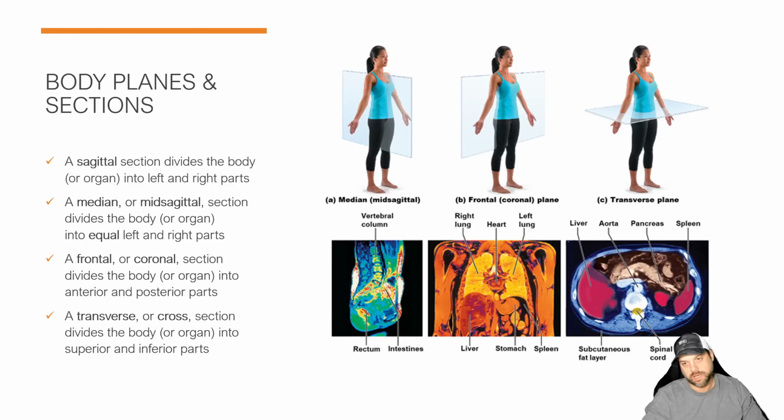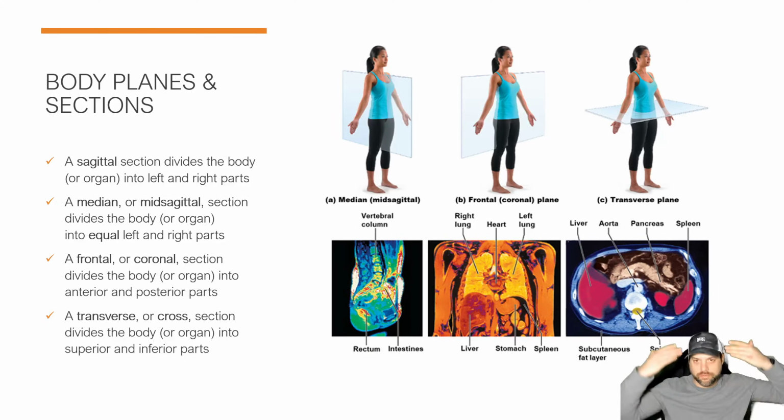Transverse is a cross cut, or a cross section. Cross cut would be cutting you into top and bottom halves. So the three, again to review: the median is going to cut you into equal left and right halves. Median section, cutting you right between the eyes like that. Any sagittal section is anywhere along that same plane, anywhere as long as it's cutting you left and right.